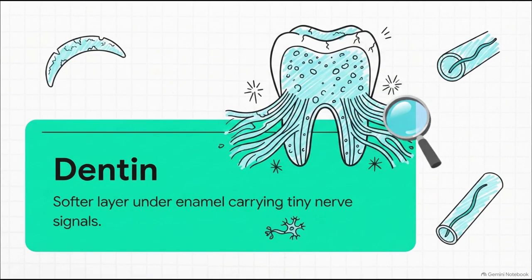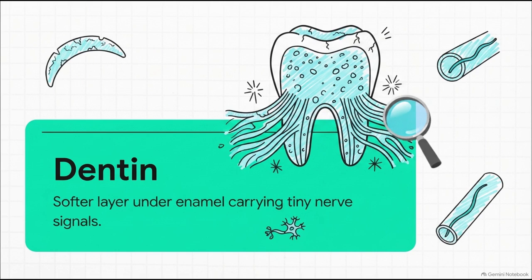Okay, moving a little deeper into the tooth, we hit the dentin. Located right underneath the enamel, dentin makes up the vast majority, the real bulk of the tooth structure. Now, unlike that rigid enamel, dentin is much softer. And crucially, it carries tiny nerve signals through these microscopic tubules.